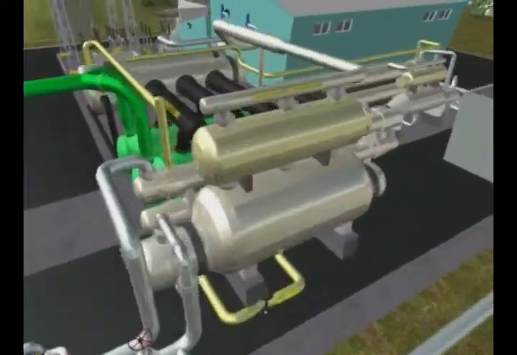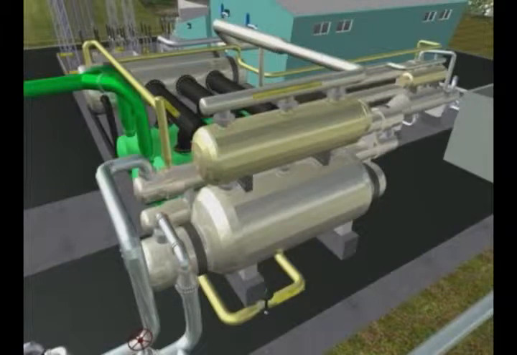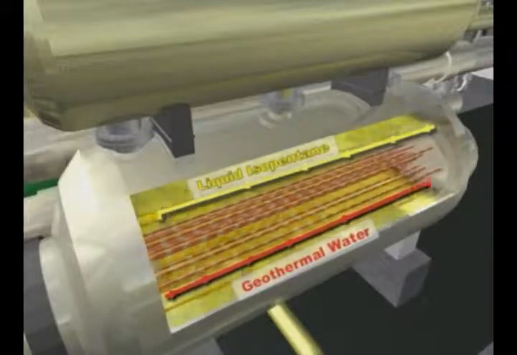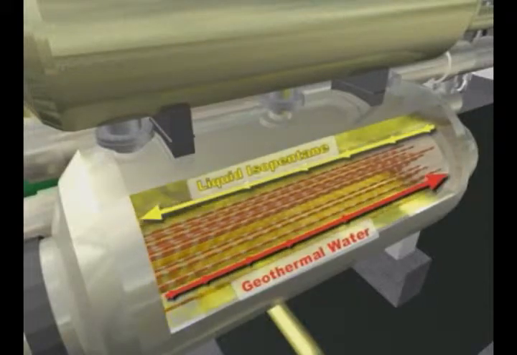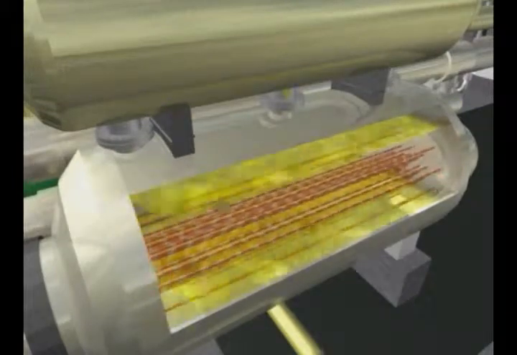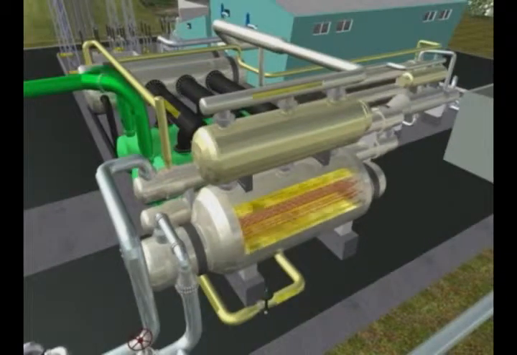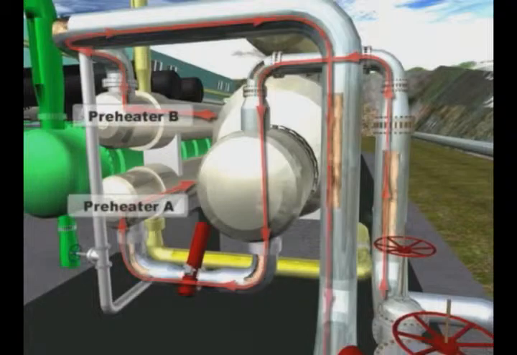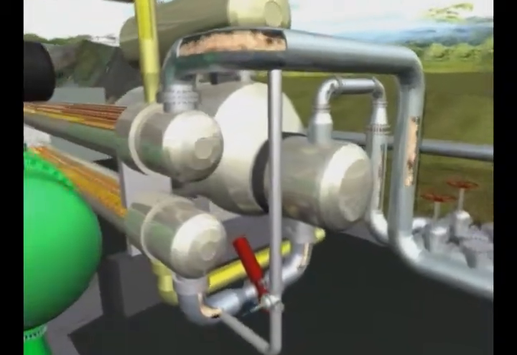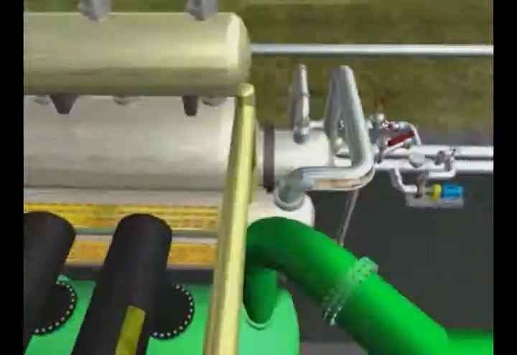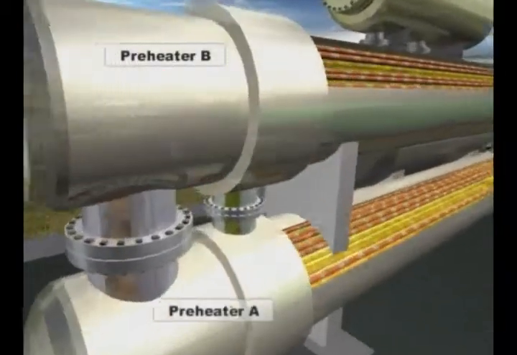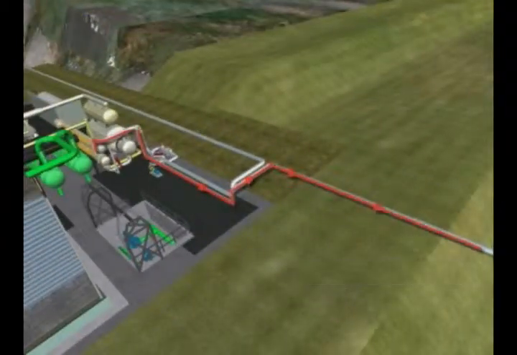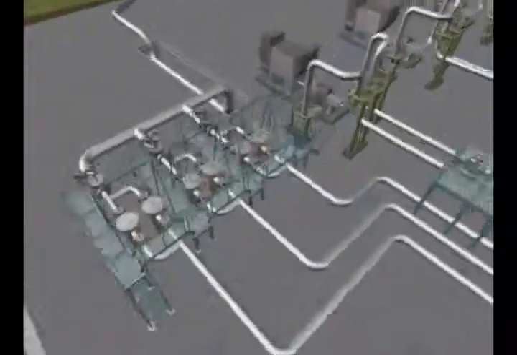In its course through the plant equipment to the reinjection system, the water transfers heat energy to the isopentane, which enters the heat exchanger in the opposite direction to that of the geothermal water. After passing through the reboiler, the water goes through preheaters A and B with a temperature of 160 degrees centigrade. Then, due to further heat transfer to the isopentane, the water leaves the system, ready for reinjection at 140 degrees.